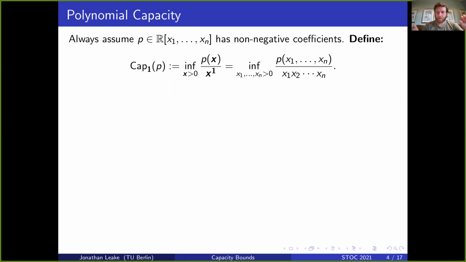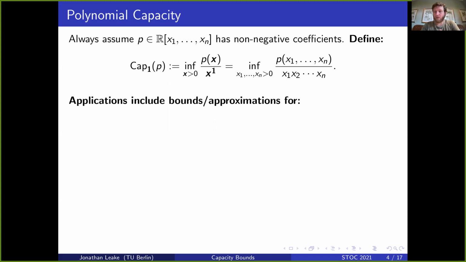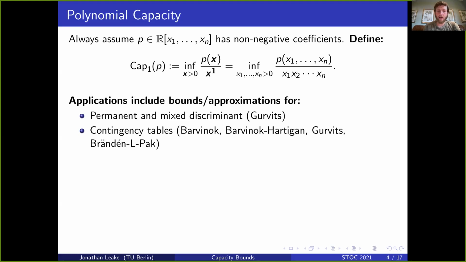Okay, and this may look like a strange starting point. When I first saw this, I didn't have very much intuition for what was going on. And I won't be able to give you a lot of intuition for it, but I will give you some examples of applications that the capacity has been used for. So it's mainly used to give bounds or approximations for certain, usually combinatorial quantities. And some examples are the permanent and mixed discriminant.